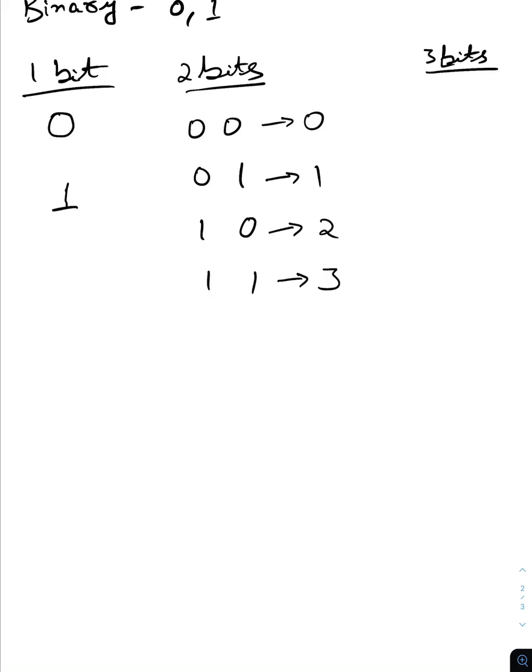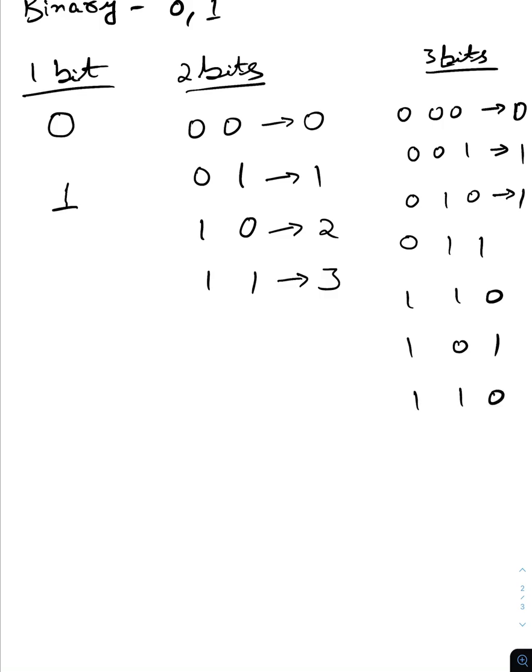Suppose a binary number has 3 bits, you should take only 3 bits. So it starts with 0 0 0, then 0 0 1, 0 1 0, and so on, up to 1 1 1. Here you're taking just 1 bit, so you're getting only either 0 or 1. With 2 bits, 0 0, 0 1, 1 0, 1 1. With 3 bits, it starts with 0 0 0 and stops at 1 1 1. Let's call this one number space. So the number space for 2 bits is this, and the number space for 3 bits is this one.